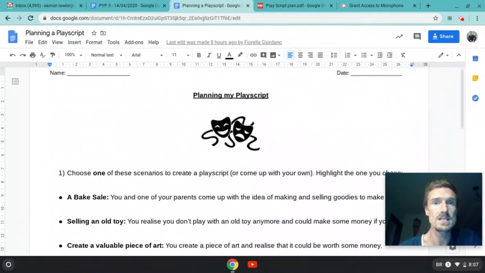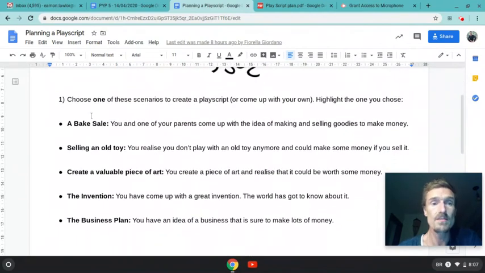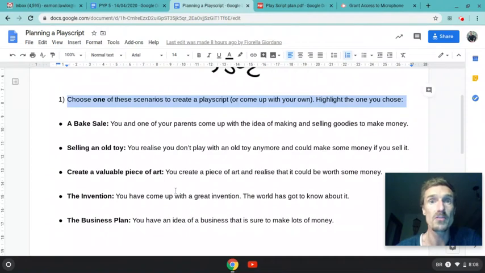The first thing you need is a good idea, okay? And luckily for you, I've given you some ideas. It says, choose one of these scenarios to create a play script or come up with your own. You don't have to use these scenarios. You can create your own, okay? Highlight the one you chose. Or if you're going to choose your own one, you can write on the bottom what yours is going to be about.